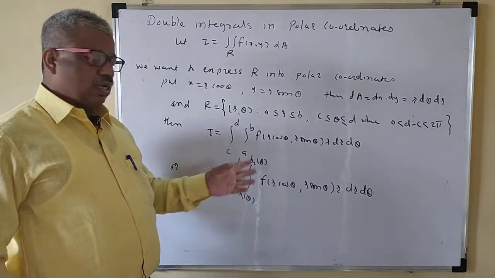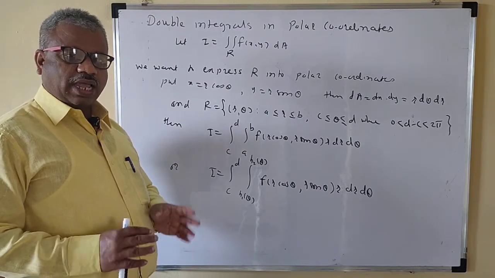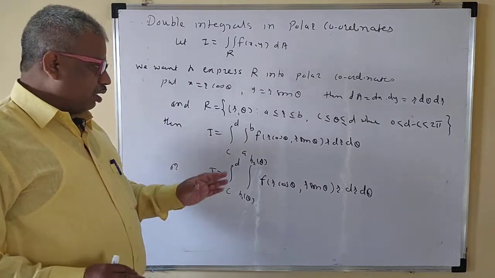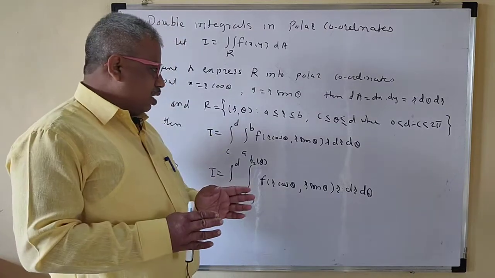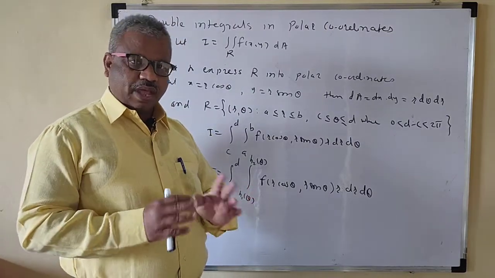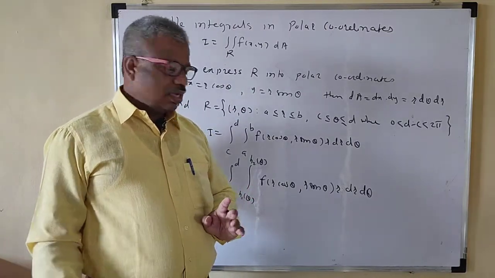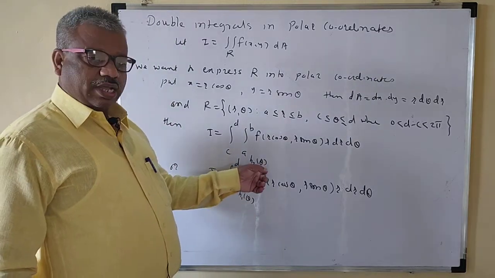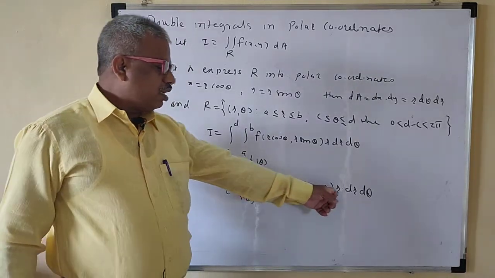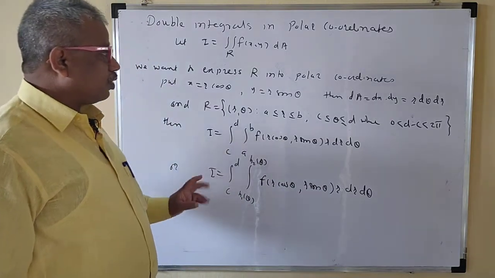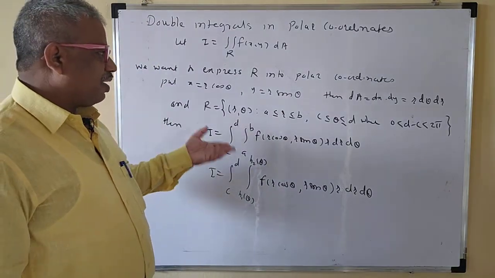Now it may happen that r is a function of theta. Then the limits are h1 of theta and h2 of theta, and then this will be r dr d theta. So this is very simple.